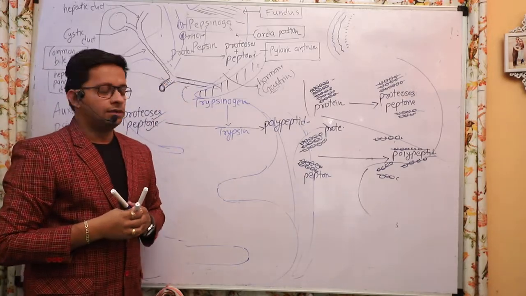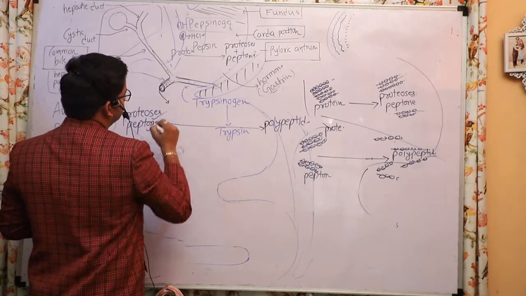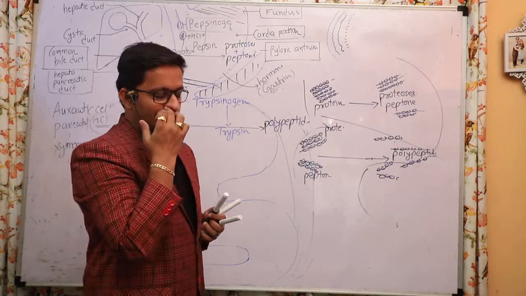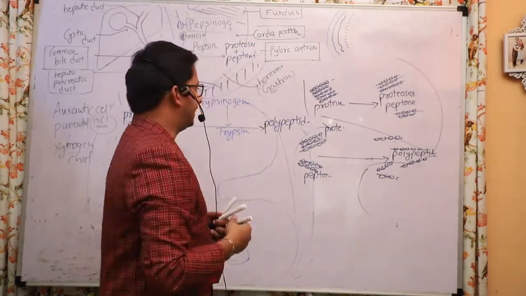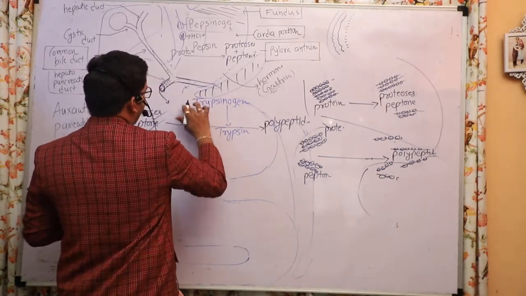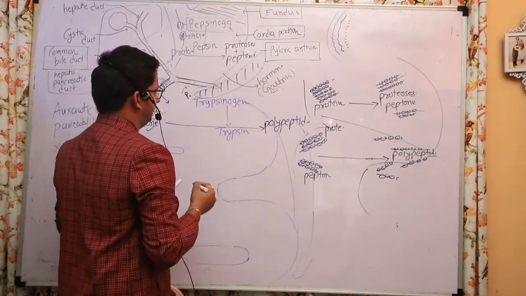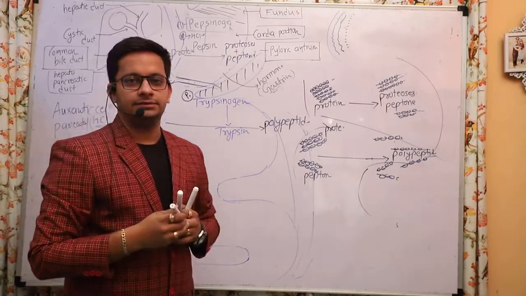the hepatopancreatic duct. So the trypsinogen will enter through the hepatopancreatic duct. It is the inactive enzyme of the pancreas. So I will write P for pancreas. Please remember, P for pancreas.